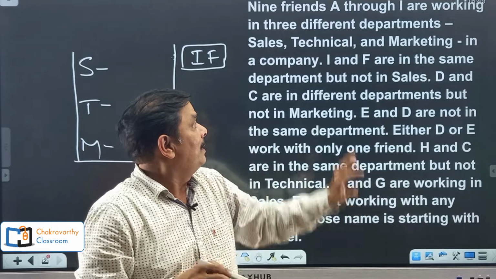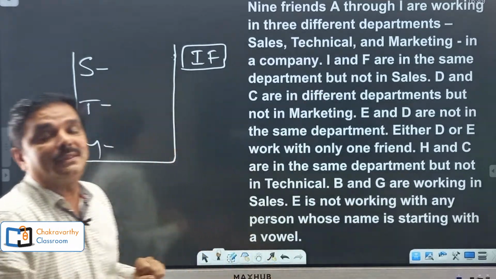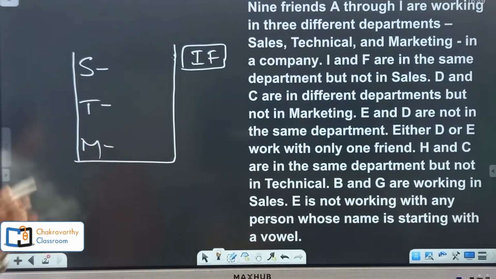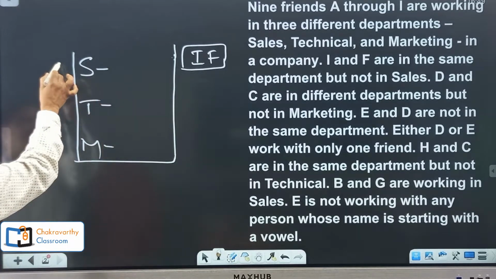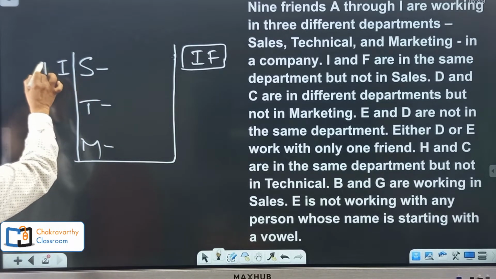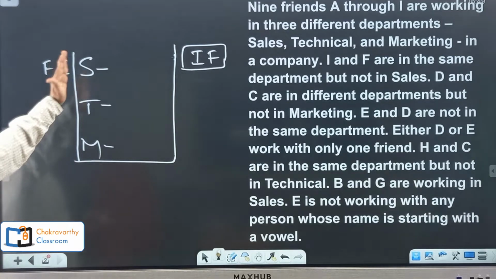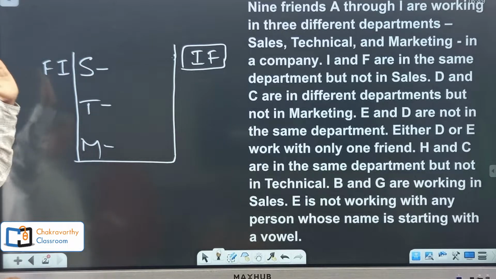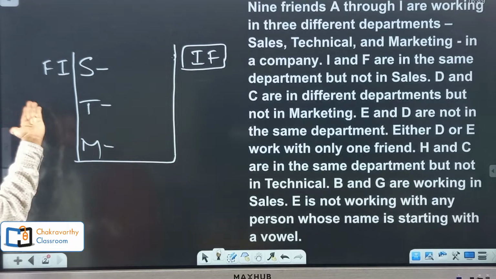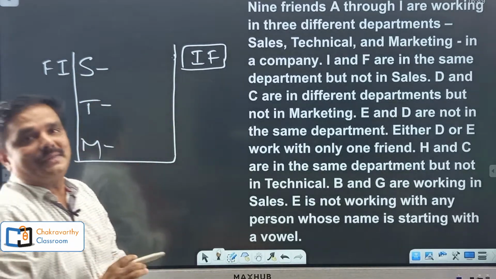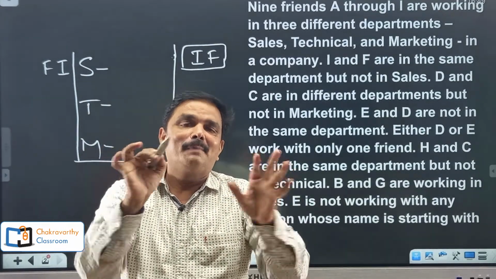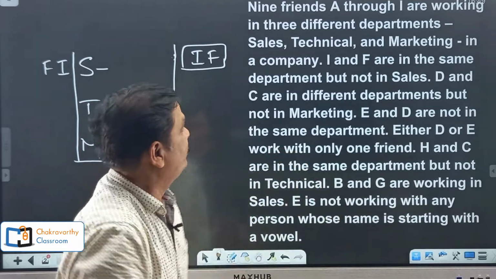Okay, and I and F are not in the sales department. That means it's a negative information. In the sales department, I shouldn't come, and of course F also, which goes on the left side. From the left side, using the elimination process, I will come on to the right side. A basic technique in puzzle. Okay, right. Go for the next information.